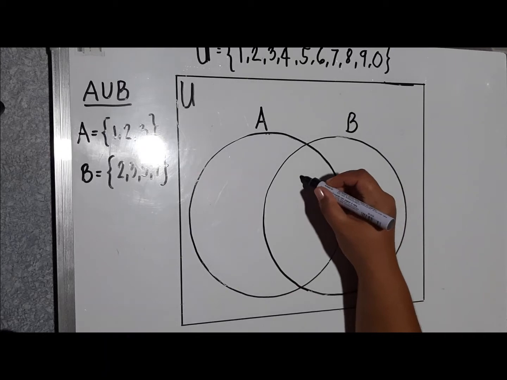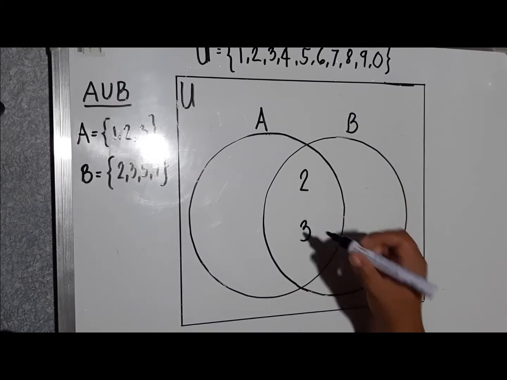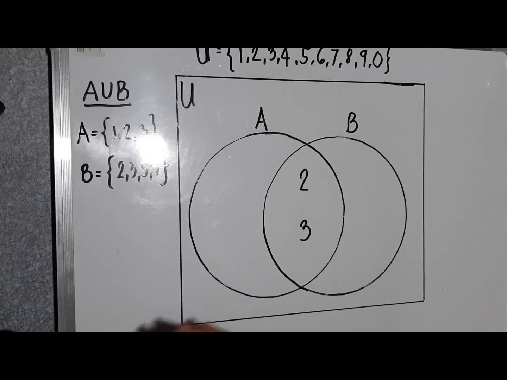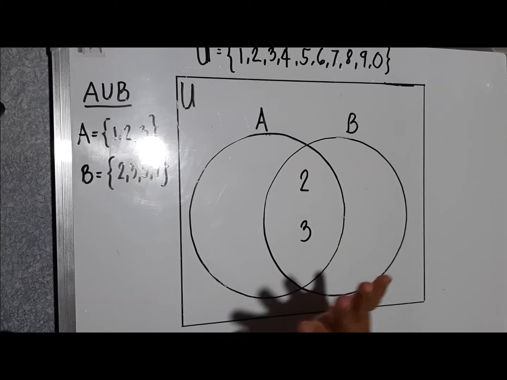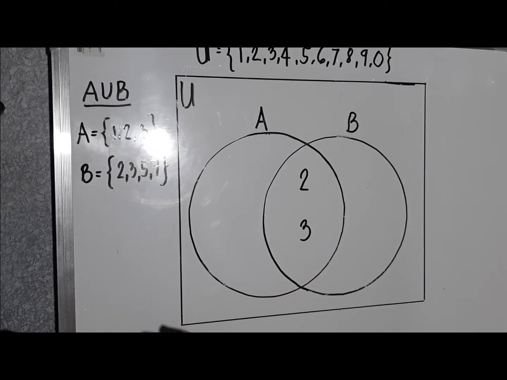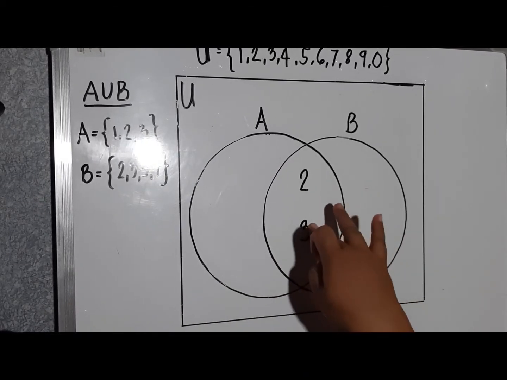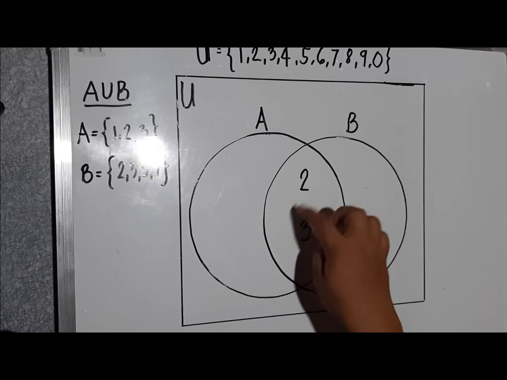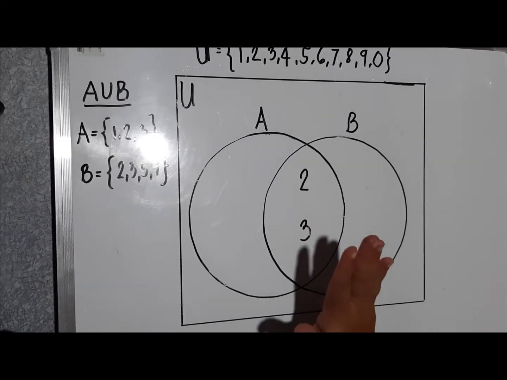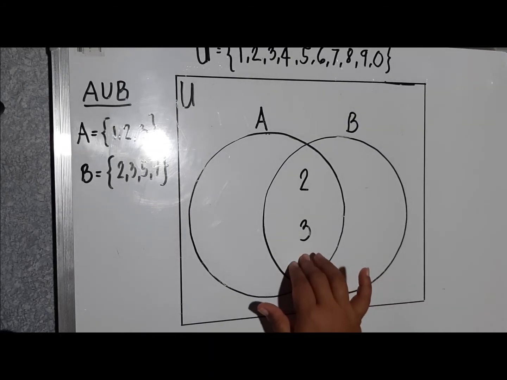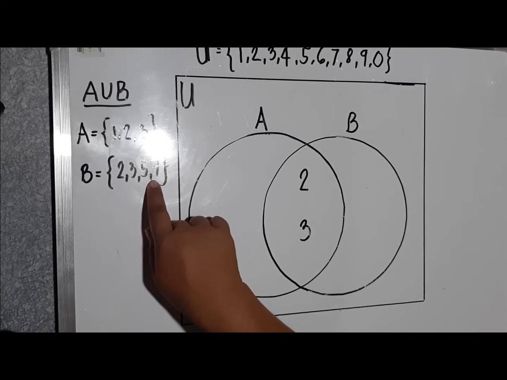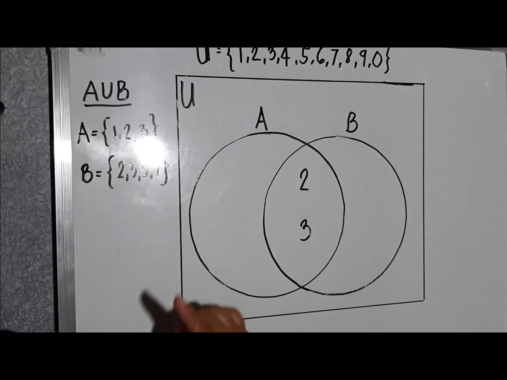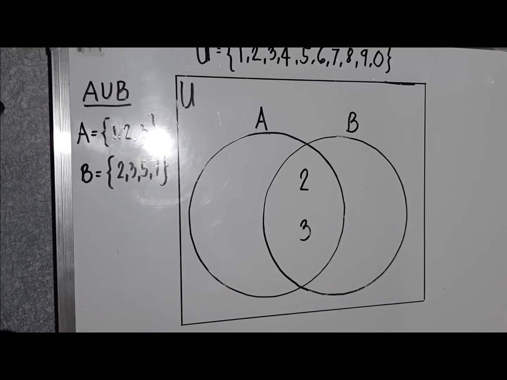So, we'll write here 2, 3. Anywhere inside the overlapping portion is fine. They can be written side by side, as long as they don't look like 23, because 2 and 3 are separate numbers. And another thing, in a Venn diagram we don't use commas between elements. We only use commas when listing elements in the roster method.